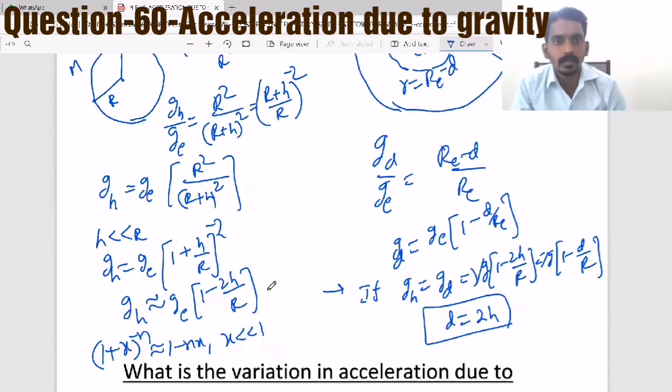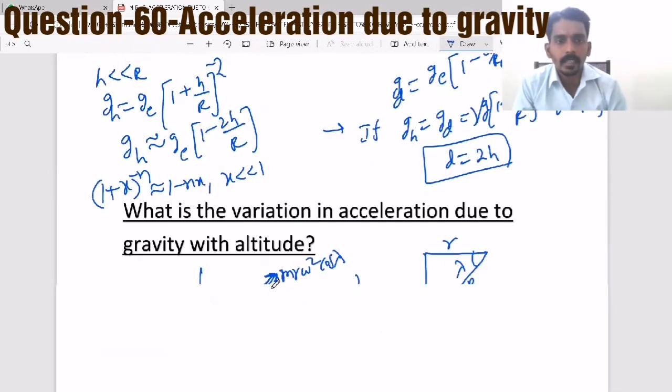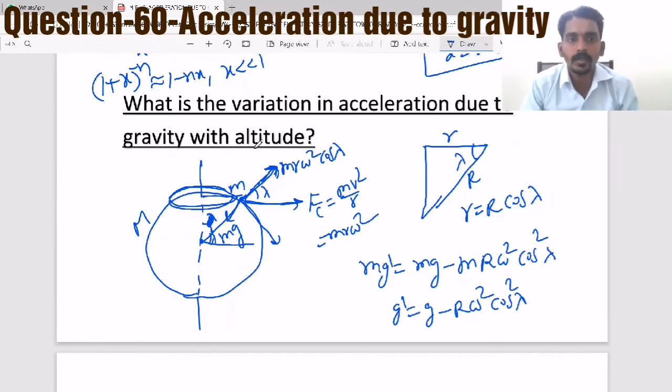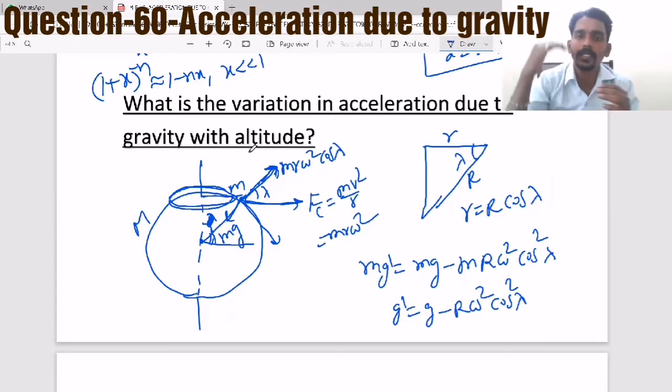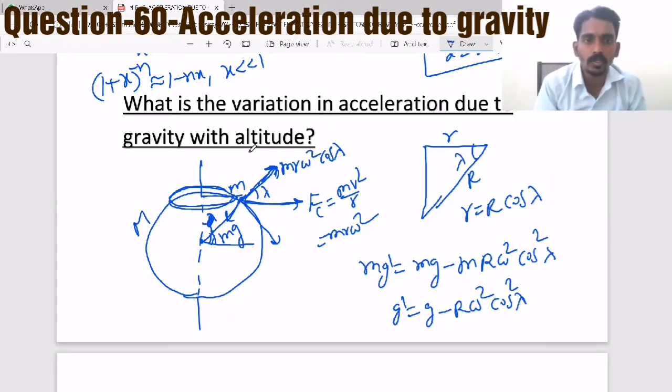So this is the variation in g with respect to altitude. Sorry, latitude. So here you just correct it. It is not altitude, it is latitude. Altitude means height and depth. So this should be latitude.